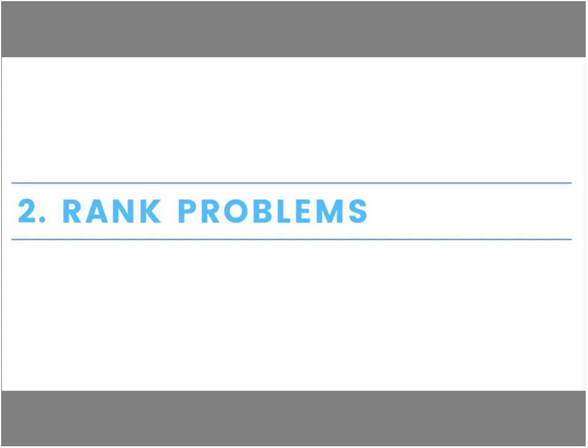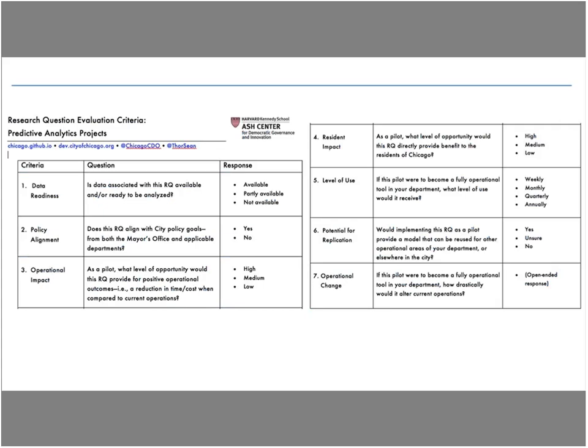Because coming from the Department of Innovation and Technology's point of view, there's knowledge of what skills are needed and how to actually crunch the data, but its data scientists aren't experts in the actual field work themselves. So in order to guide this workshop and help identify what use cases could be used, we came up with a research question evaluation criteria list for predictive analytics projects. This handout is also available via the Ash Center as a handy reference, if you'd like, for your own use.